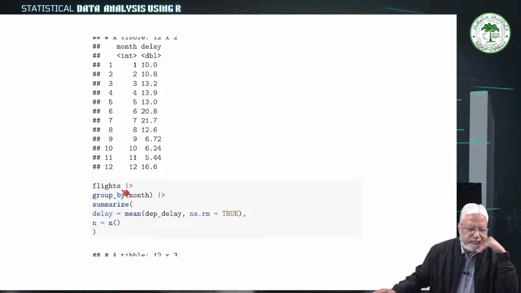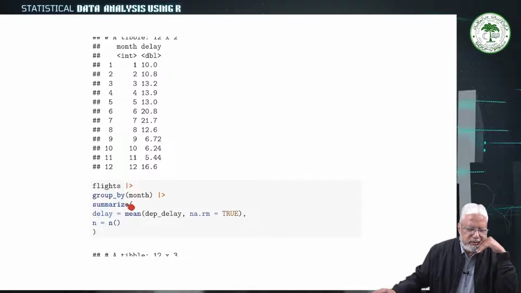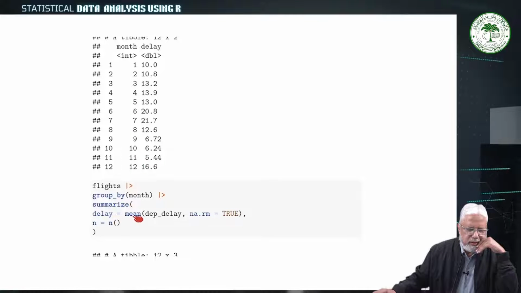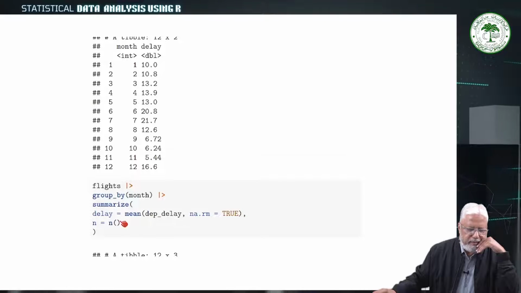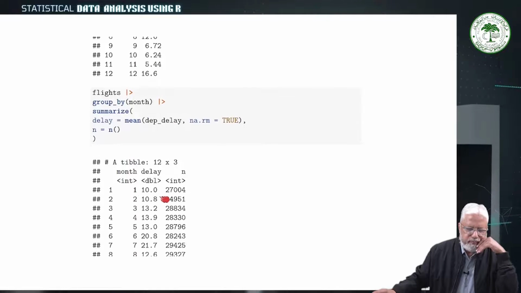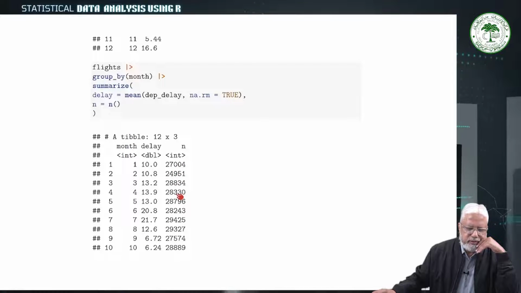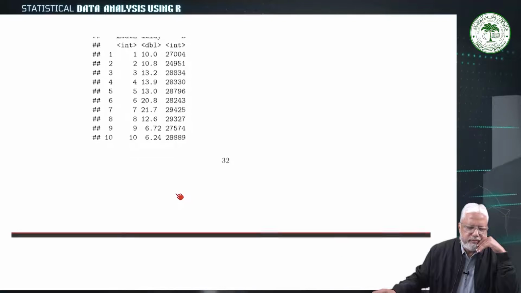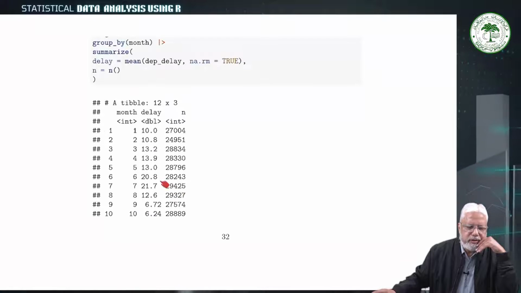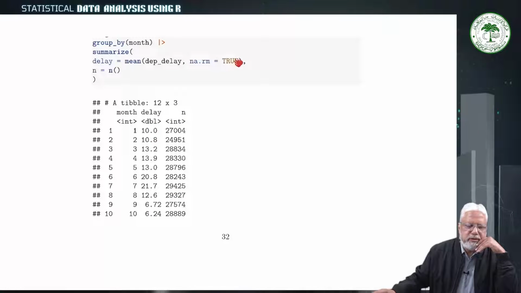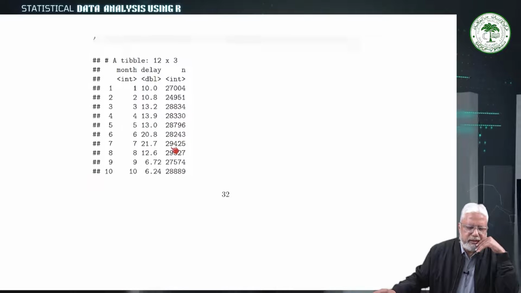Flights, group by month, summarize, delay, mean, and then n, the number of flights, also. So these are the number of flights. We are getting the delay as well as the number of flights.